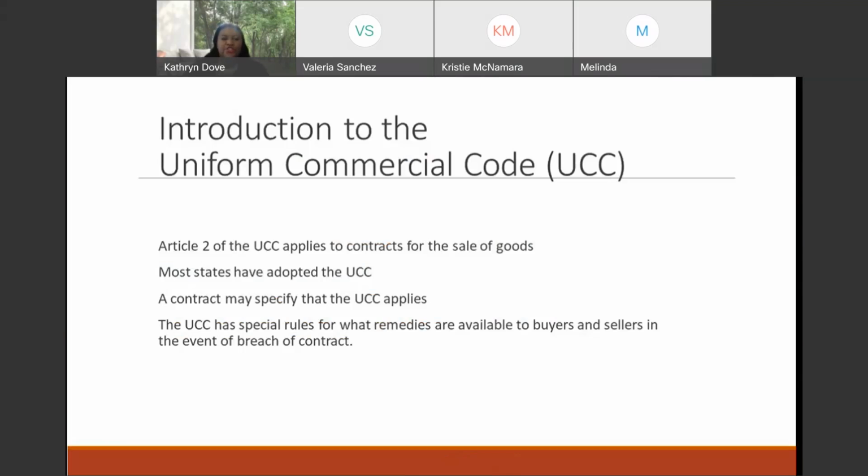This is our introduction to the Uniform Commercial Code. What is the Uniform Commercial Code? Well, we designate two types of contracts. One are contracts for services. The second type are contracts for the sale of goods. We call goods movables. Anytime someone purchases a computer or purchases a table, that would be a movable.